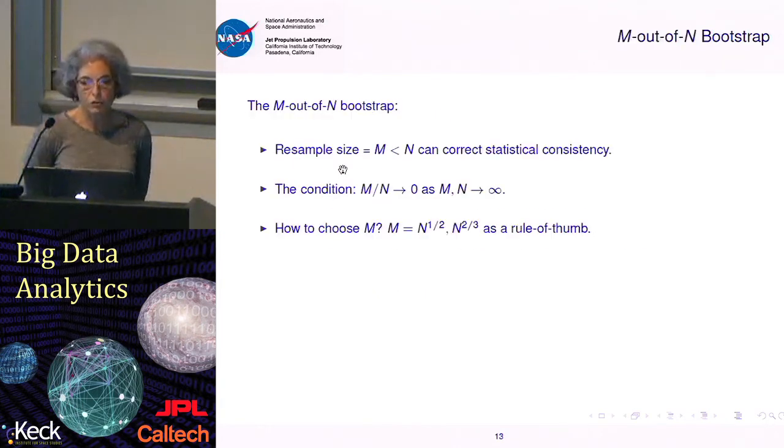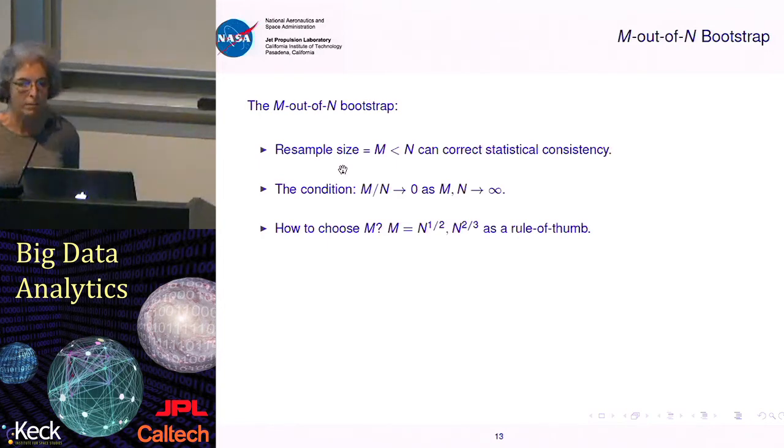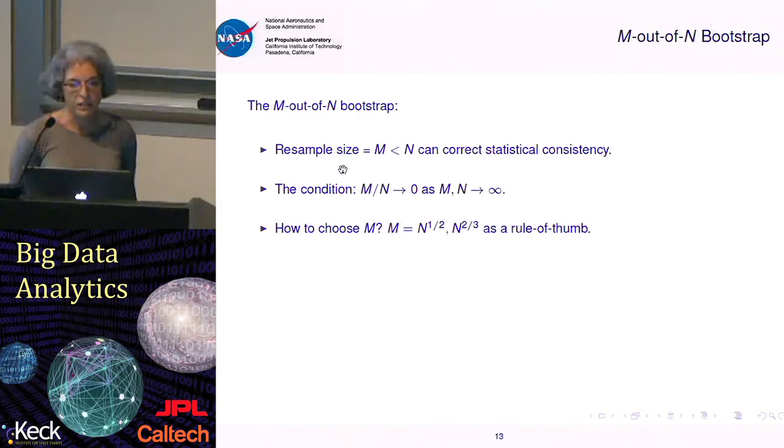The M out of N bootstrap is just like the ordinary bootstrap, except that we are not going to resample N things with replacement, where N was the original sample size. We're going to sample fewer than N things. We're going to sample M things. And the condition is that M needs to be big, but it can't be too big. The ratio M over N needs to go to 0 as both M and N go to infinity.